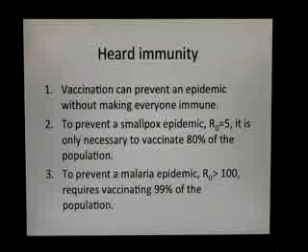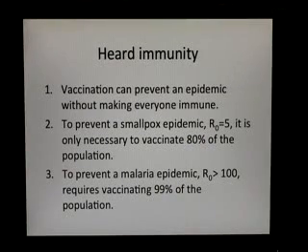And if you just put in some sample values, for smallpox, where R naught is about 5, 1 minus 1 over 5 is about 80%. So to prevent an epidemic, you need to vaccinate 80% of the population. But for malaria, where R naught is bigger than 100, you have to vaccinate almost everybody.